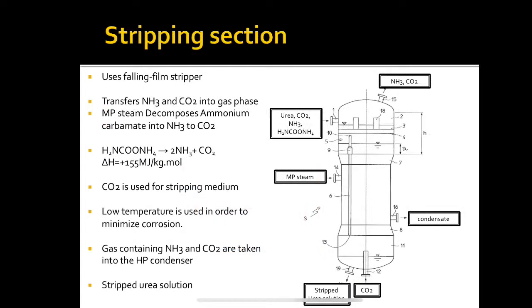There are a few key points in the stripping section, which are that it uses a falling film stripper and it transfers ammonia and carbon dioxide into the gas phase. The medium pressure steam decomposes ammonium carbamate into ammonia and CO2. The CO2 is used as the stripping medium. Low temperature is used in order to minimize corrosion, and a gas containing ammonia and CO2 is taken into the high-pressure condenser.